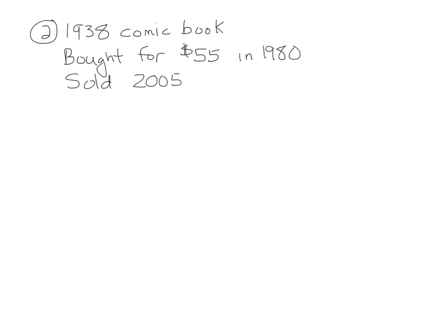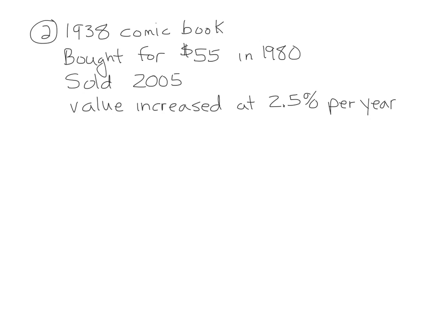And when it was sold, the value increased. Okay, let's be more specific here. All right, the value increased. So when it was sold, the value had increased at a 2.5% per year rate. 2.5% per year. So the value went up 2.5% every year. All right, let's give it a try. This is exponential growth, because the growth is a percentage per year, and it's growing, it's increasing. So we can use the exponential growth formula. Y equals A times the quantity, 1 plus R raised to the t power.